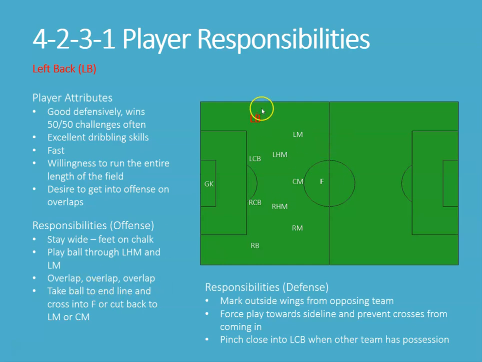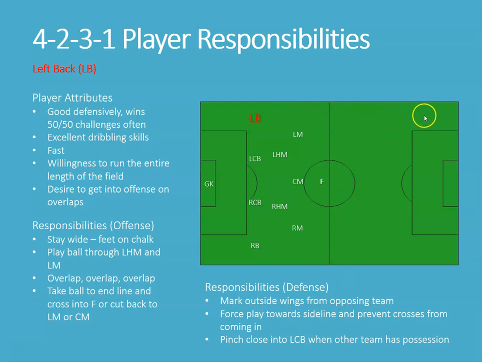We want to take the ball to the end line, and we want to be able to cross it back into our forward making a run or to any of the midfielders that are running into that space, preferably the left or center mid. The right mid will be running as follow through in case the ball squeaks through all of the players. Defensively, the responsibilities: they must be able to mark the outside wings from the opposing team.